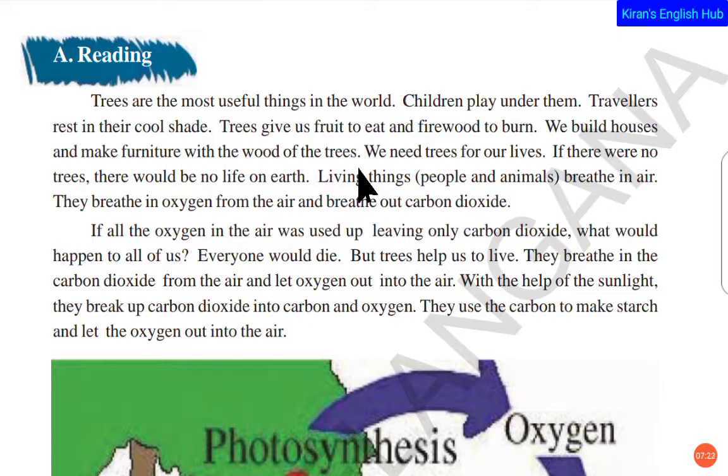And if you just look at the lifestyle in the USA, America, there they don't have concrete buildings very much. So 75 to 80% of the Americans live in houses which are built by wood itself. Next, we need trees for our lives.